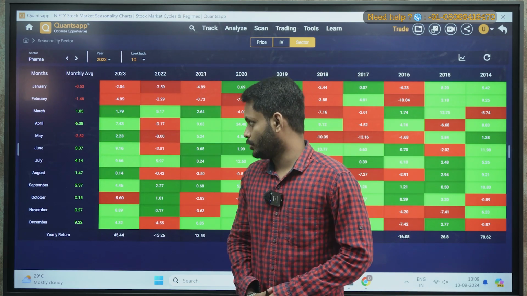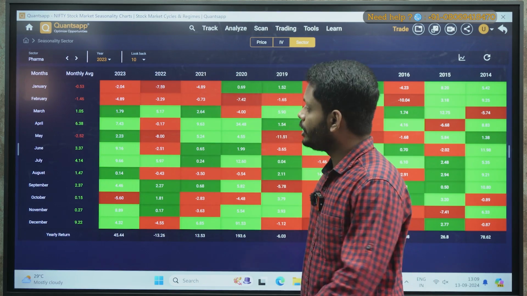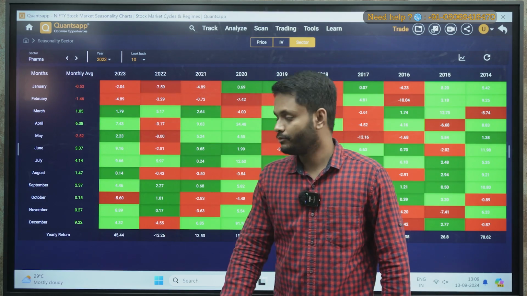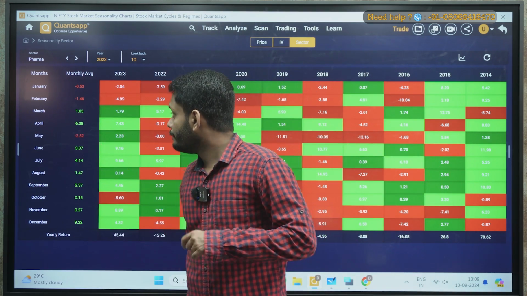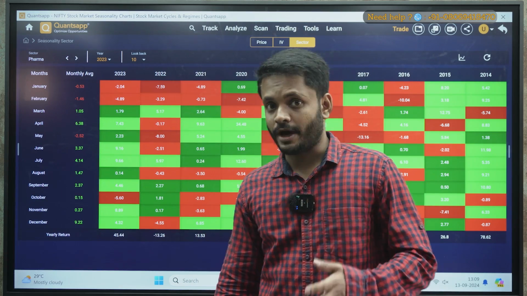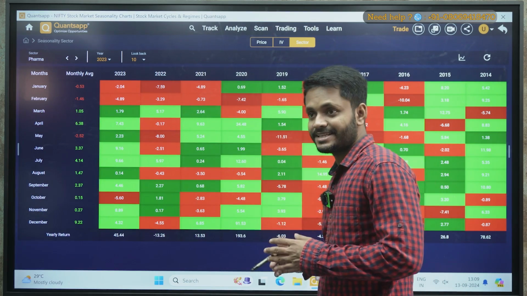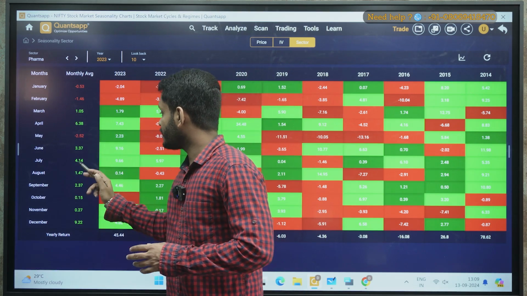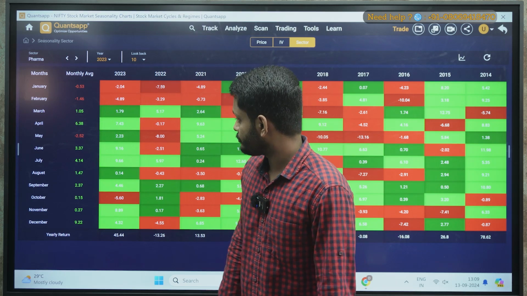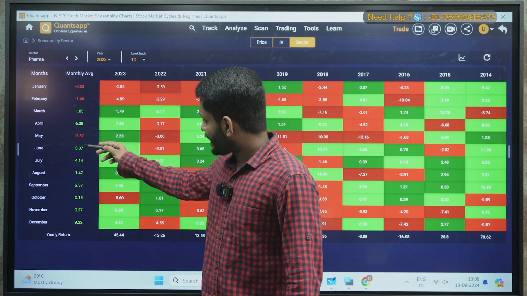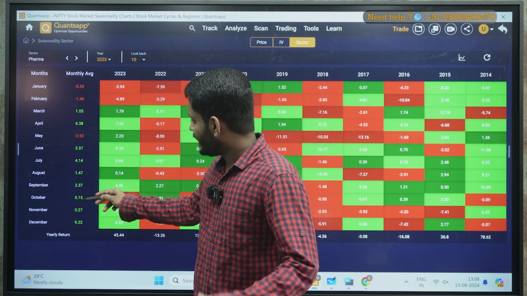So what you can do is, if you want to go for a long term investment, you can choose May month for investment in pharma, because pharma corrects the most in May month, and after that if you see, again in June it is positive, again in July it is positive. After that, again the returns are a little bit less.